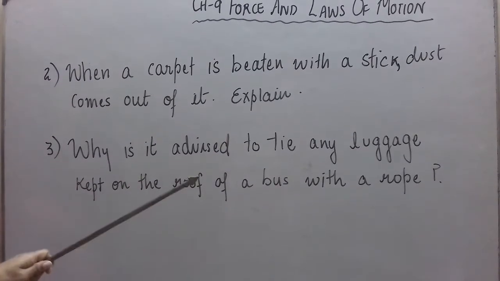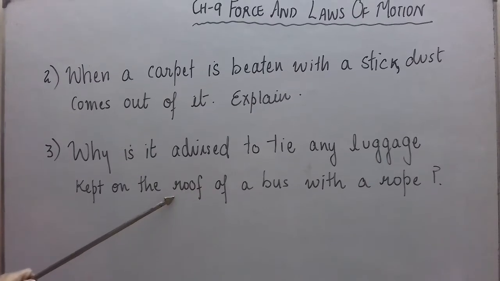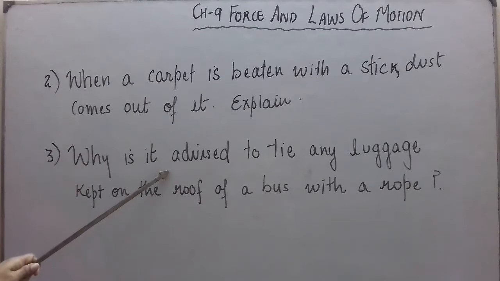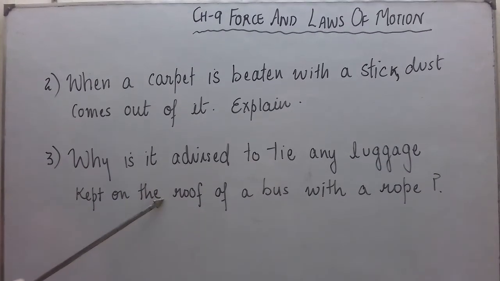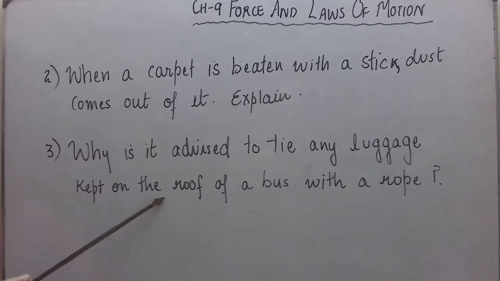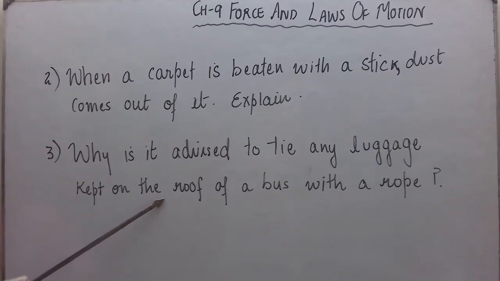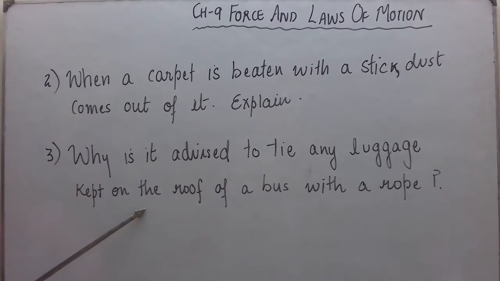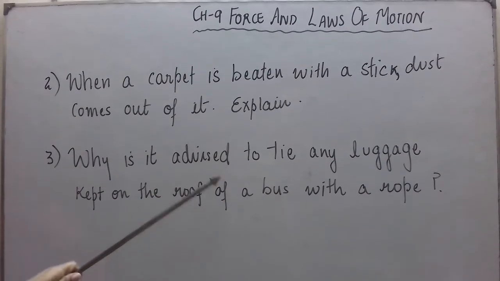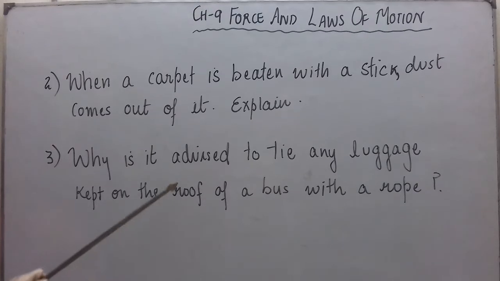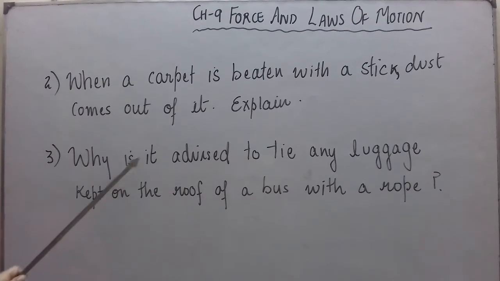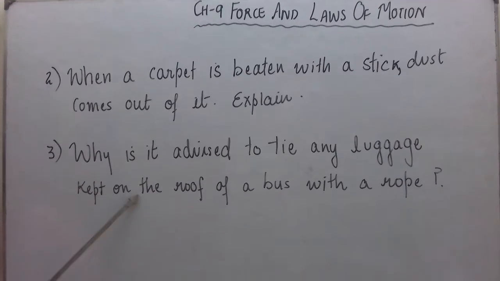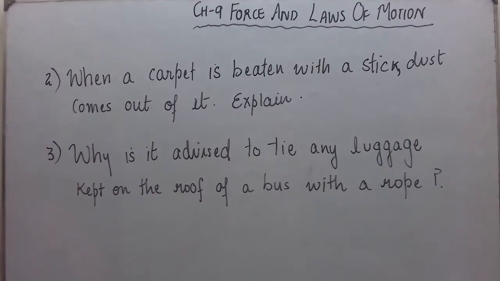And also when the bus takes a turn, due to inertia of motion, we know the luggage may fall on any side of the bus depending upon the direction in which the bus is taking the turn. This is due to inertia of direction. So in short we can say, due to inertia, luggage kept on the roof of a bus may fall if it is not tied with a rope. So it is advised to tie any luggage kept on the roof of a bus with a rope. I hope this is clear to you.